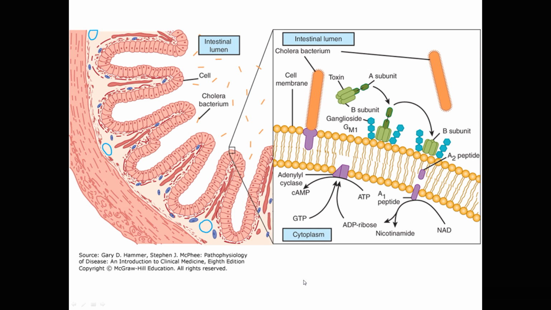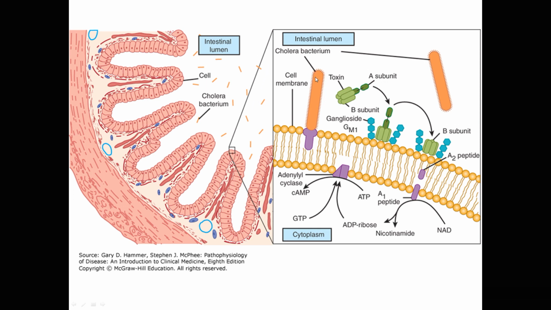Which are the causative agents? Viruses, for example the rotavirus, especially in children. Bacteria, for example the cholera bacterium, but also fungi, protozoa. They may be either waterborne or foodborne or transmitted person to person. The pathogenesis, as already noted, is either secretory or inflammatory malabsorptive diarrhea. This is an example of secretory diarrhea shown here.